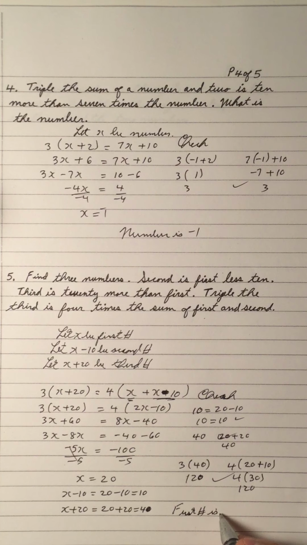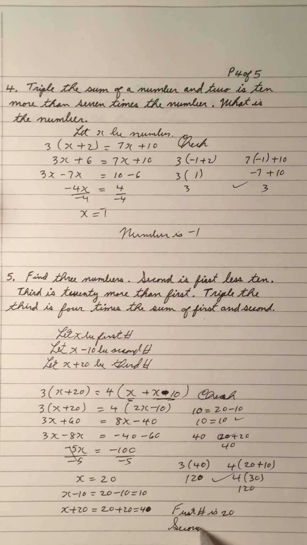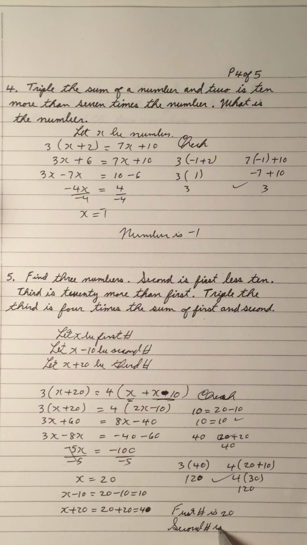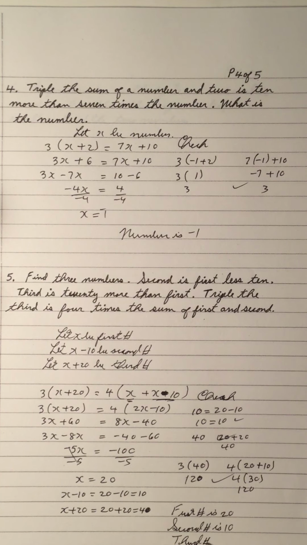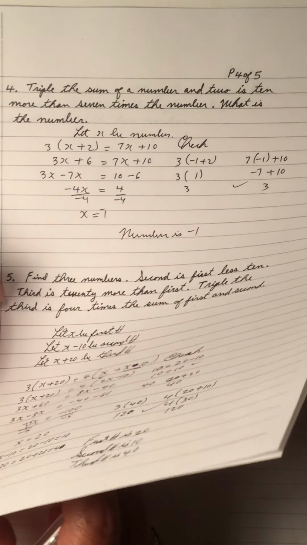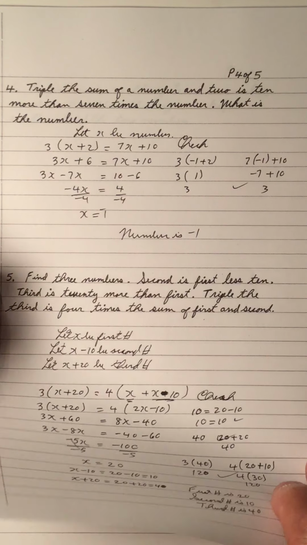So the first number is 20. The second number, and I'm following this right down the line, there it is, 20. Second number is 10. And the third number is 40. All worked out. And let's continue.